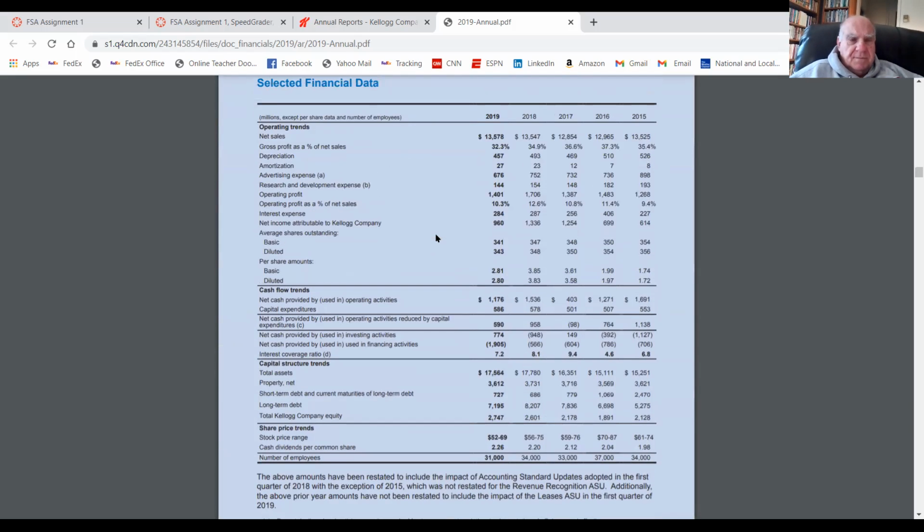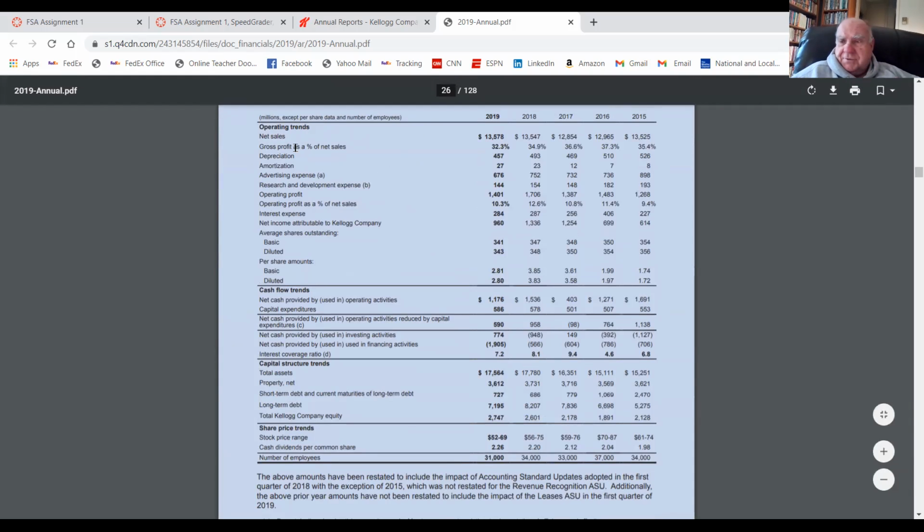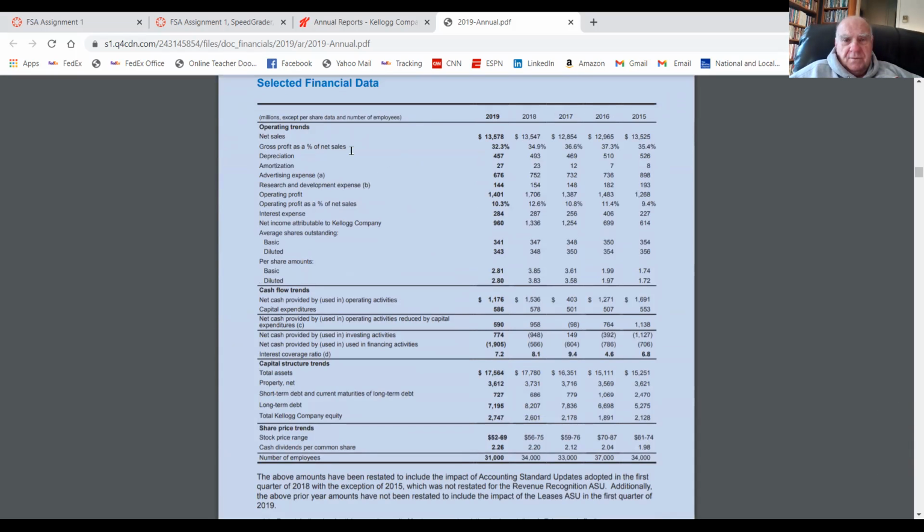Page 25. Net sales. Oh my goodness, they don't give you the cost of goods sold. What do we do? We do this. Net sales times the gross profit is 0.323. That'll give you a number, whatever, 3 times about $5,000. And you then subtract that number from here.